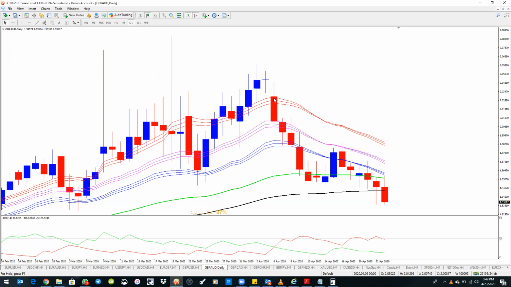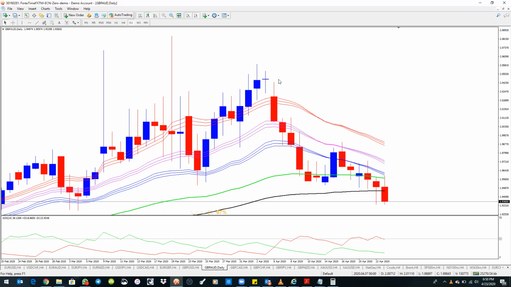Japanese candlesticks always have an open, a high, a low, and a close. What does that mean? It means that you always have an open price and you always have a close price. Open price is the price the market opened for that day. At the start of the day, what was the price of the currency pair that you want to trade? That is the open price.